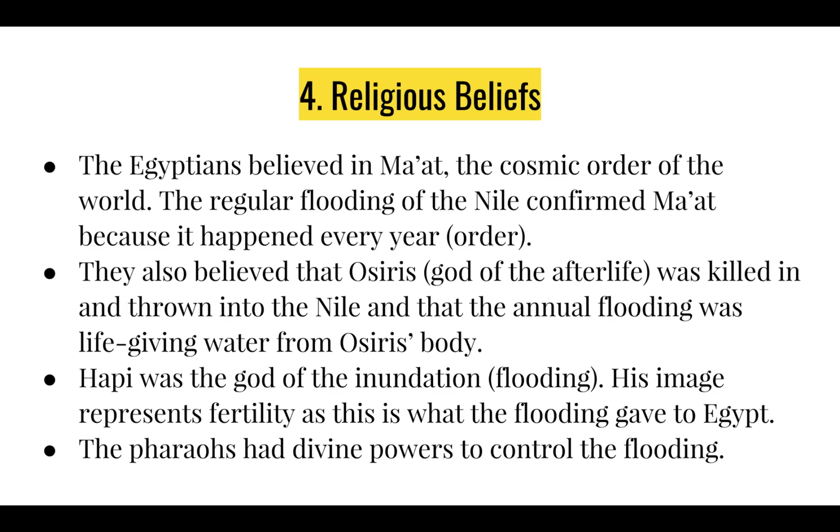The big advantage for the pharaohs was that they were considered to be gods on earth, and they had these divine powers. So the pharaoh was the one that would make sure that Hapi and Osiris and everyone was in control to make sure that the flood occurred. So that's awesome for the pharaoh because it makes him seem really powerful, and it was a pretty reliable flood that happened every year.